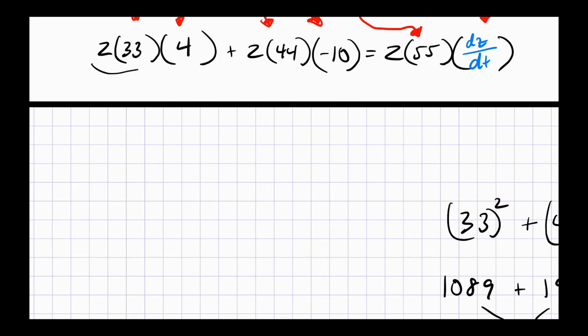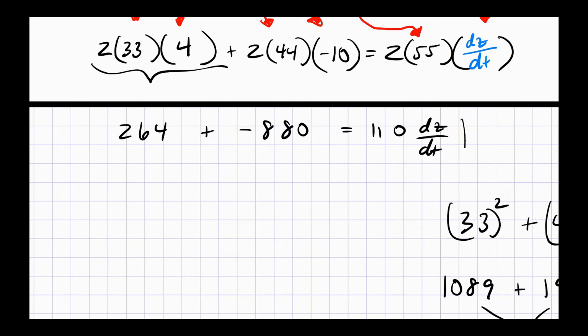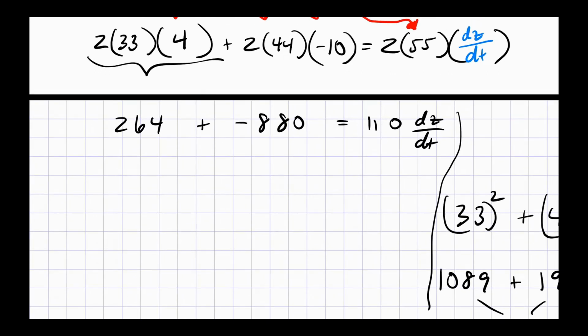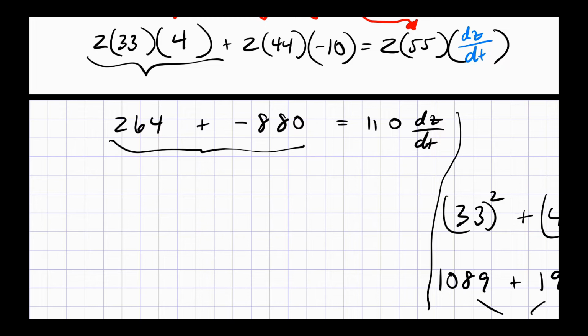All right, so if I multiply those three guys, I get 66 times 4, which is 264, plus 2 times 44 times negative 10, negative 880. And then over here, I can just go 110 dz dt. Okay. I can combine these two guys here. I get negative 616. Okay. Divide by 110 to get dz dt by itself.